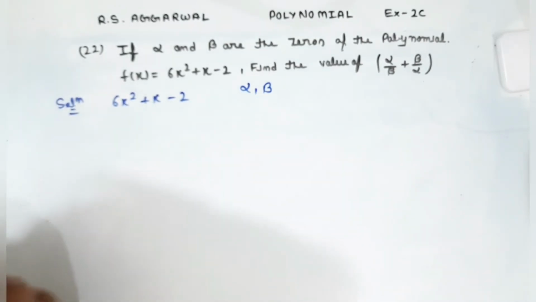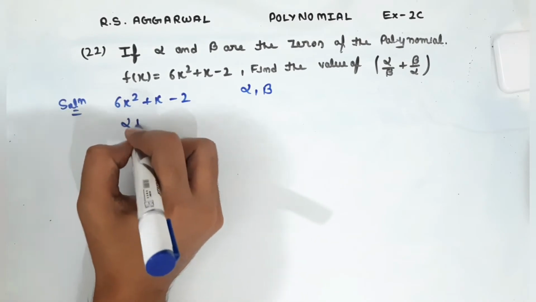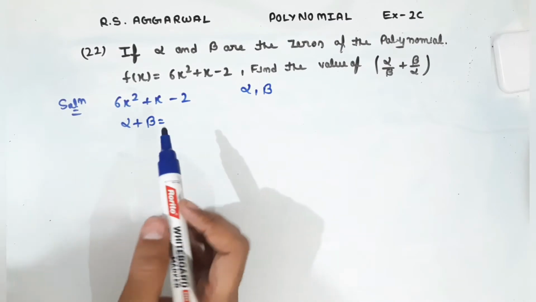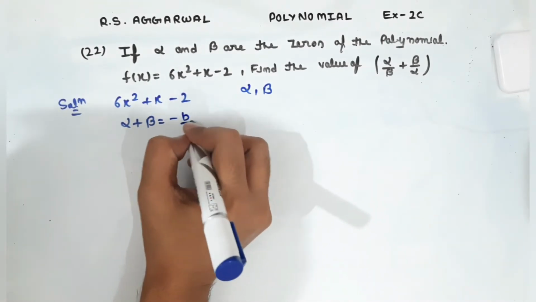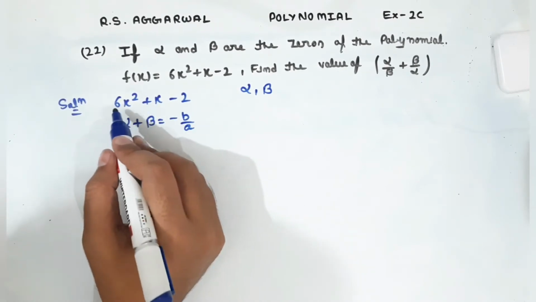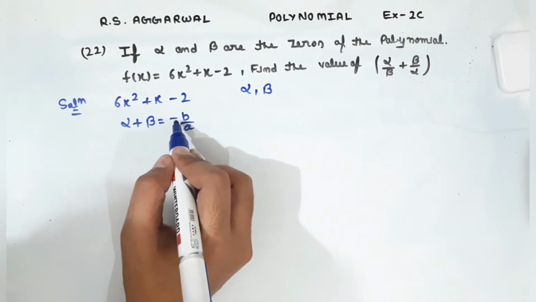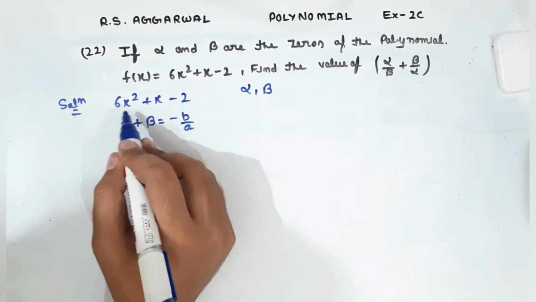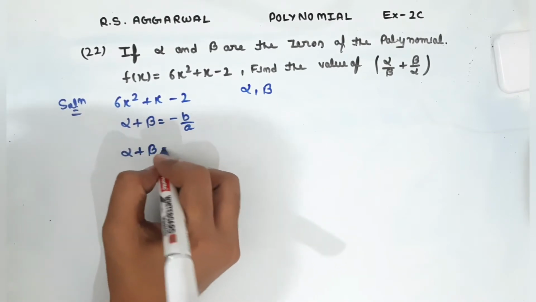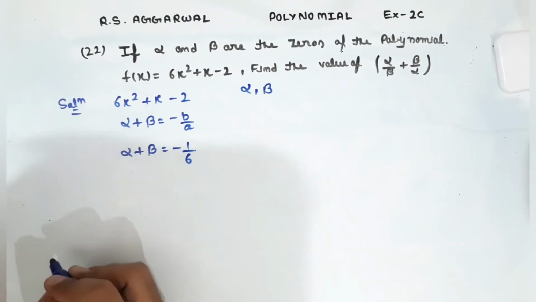So for this polynomial, the sum of zeros, alpha plus beta, will be equal to minus b upon a. Here b is the coefficient of x and a is the coefficient of x square. So alpha plus beta will be equal to minus 1 upon 6.